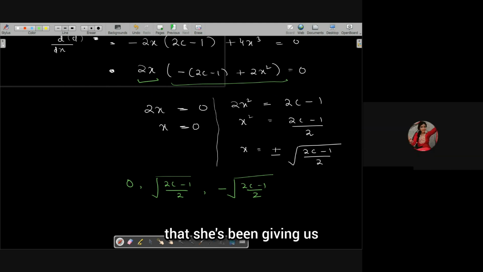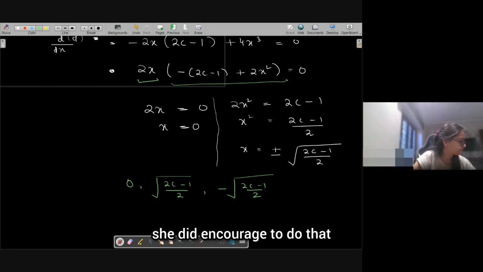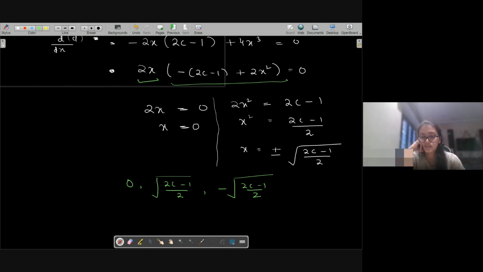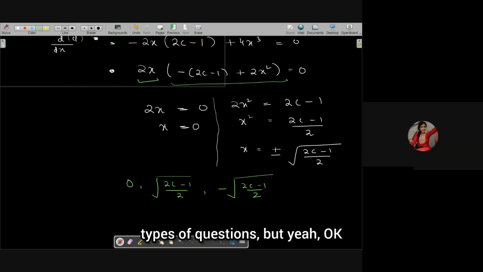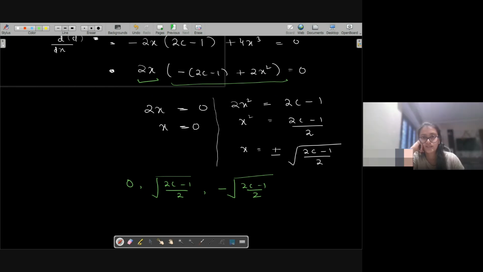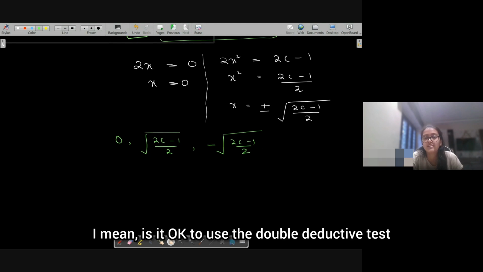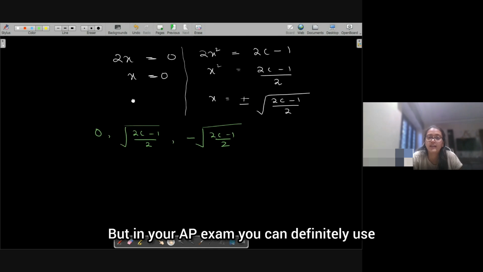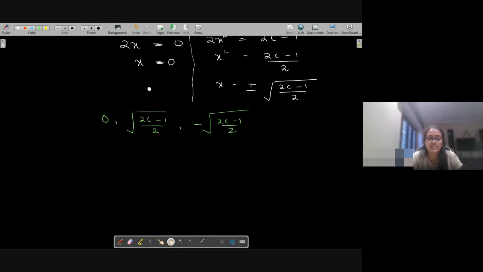In the past FRQs that she's been giving us, she did encourage that, and if we don't write it down, she'll dock points. Because she said if there is no sign analysis shown, then there's no evidence as to where you got the answer from in certain types of questions. I think you can ask her if it is okay to use the double derivative test. But in your AP exam, you can definitely use the double derivative test.